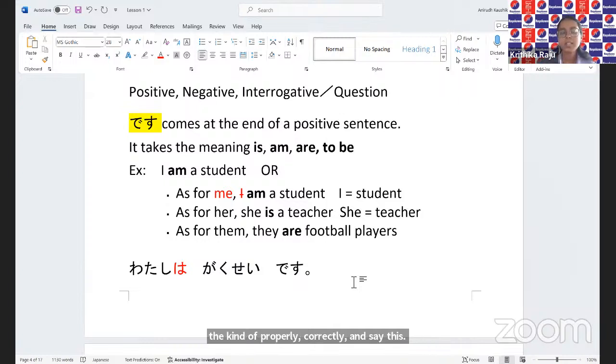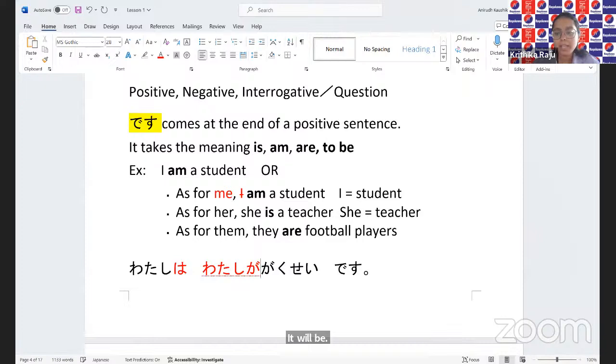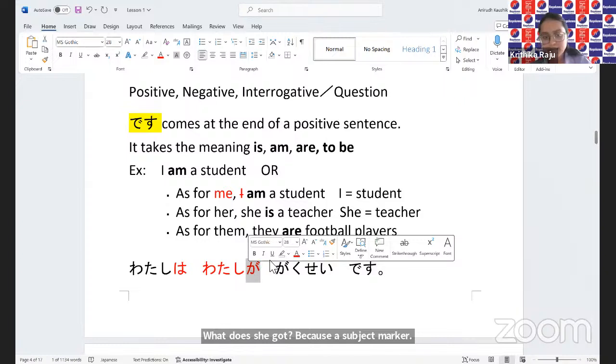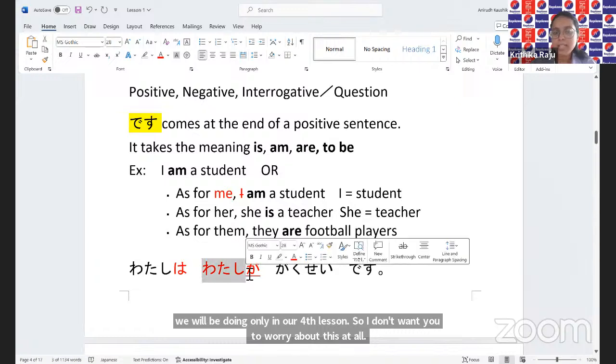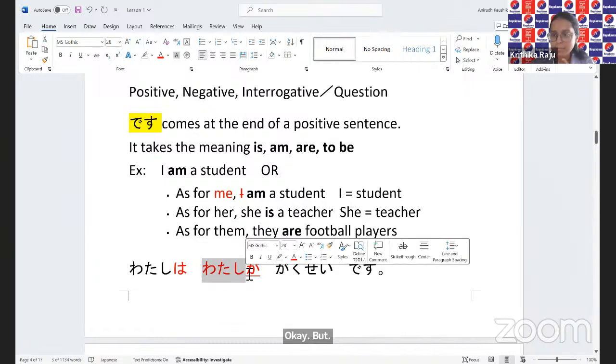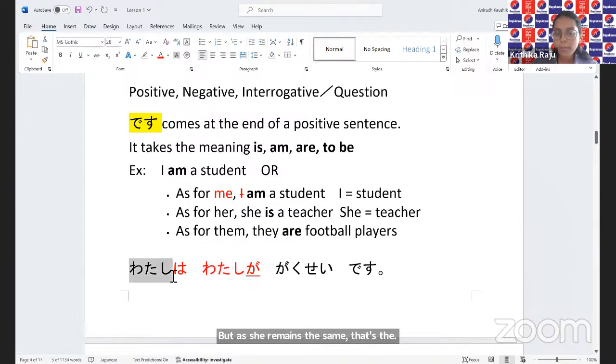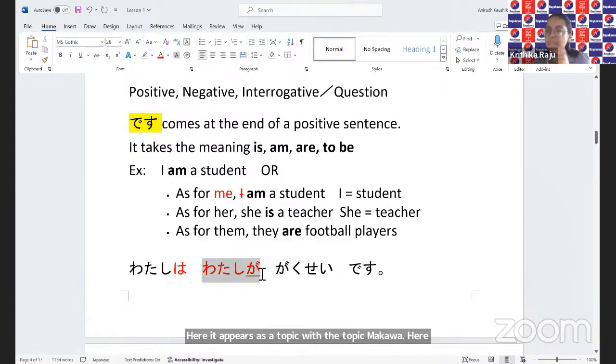So here, if you were to include the subject also in the sentence, which is also I, which is also watashi, it will be watashi wa watashi ga, because ga is a subject marker, which we will be doing only in our fourth lesson. So I don't want you to worry about this at all. But watashi remains the same. That means I. Here it appears as a topic with the topic marker wa. Here it appears as a subject with the subject marker ga. So you see how it is repeated twice.